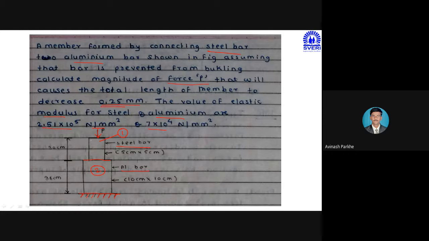And which parameter we have to calculate? We have to calculate the magnitude of force P. It is exactly opposite. Whatever the first two problems we have solved, in the first two problems, external load is given to you. And due to that external load, how much amount of deformation happened, that deformation we have calculated in the first two problems. But in this particular problem, it is exactly opposite. Some amount of deformation is given to you, and how much load is applied in order to obtain that particular deformation, that we have to calculate.